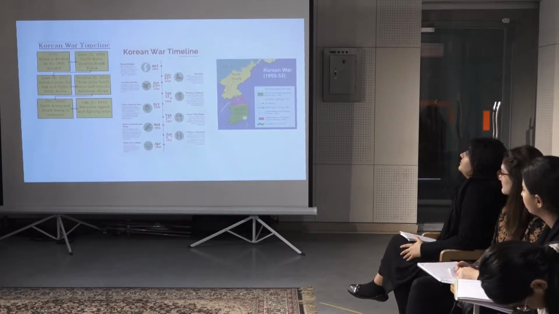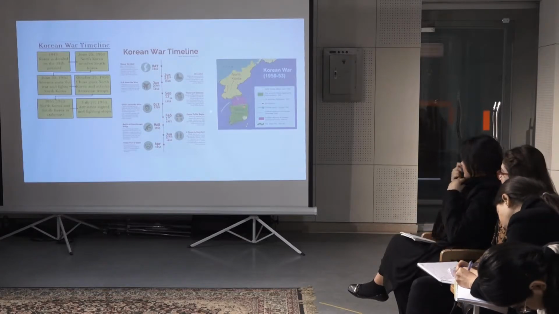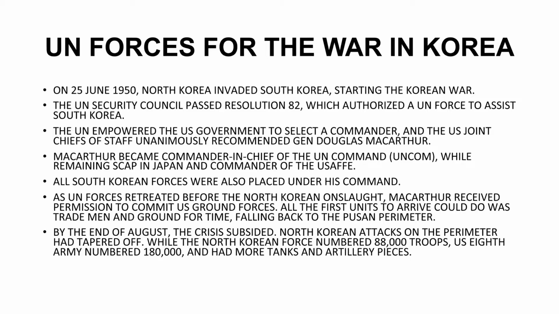So again, this is the timeline of the war, and this is how it went up and down, and these are the various arrows which shows you how the American landings took place. Okay. So UN forces for war in Korea. On 25th of June 1950, okay, North Korea invades South Korea. The UN Security Council passed resolution 82, one of the earliest resolutions, 82, which authorized a UN force to assist South Korea, a UN force. So the UN wanted intervention in Korea because the Americans wanted intervention in Korea. So this UN Security Council passes a resolution 82.